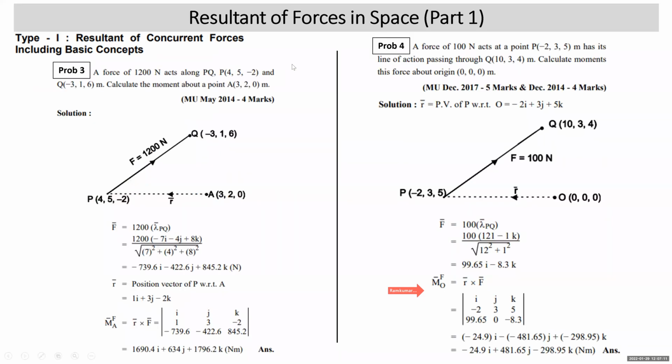Now let's move to the next sum of the fundamentals. Problem number 3. A force of 1200 Newton acts along PQ. Coordinates of point P are 4, 5, minus 2 and Q is minus 3, 1, 6 meter. Calculate the moment about the point A 3, 2, 0.